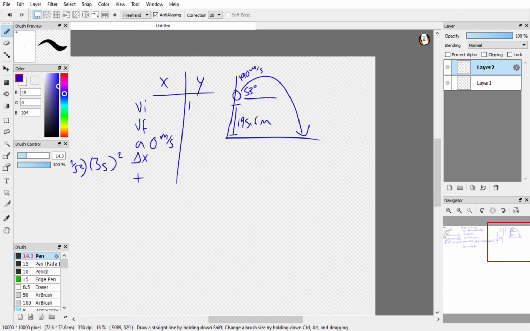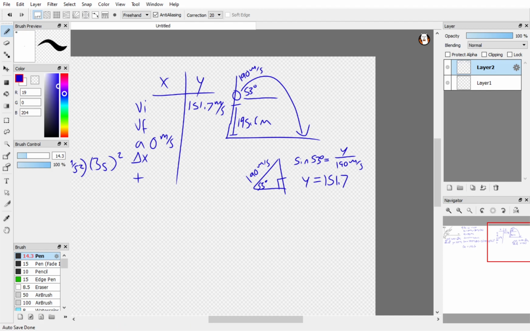So from there we would also use trig to solve for its x and y components. So if this is 190 meters per second, and this is at a 53 degree angle, and this is a right triangle, it'd be sine 53 degrees is equivalent to y over 190 meters per second. So now we know y is equivalent to 151.7. So we have its initial velocity. And we know we're solving for the maximum height. And when it reaches its maximum height, it has a velocity of 0 meters per second. So we know its velocity final would be equivalent to 0 meters per second.